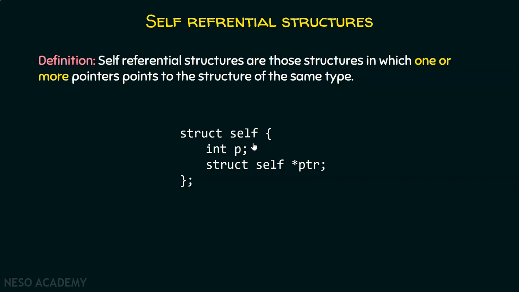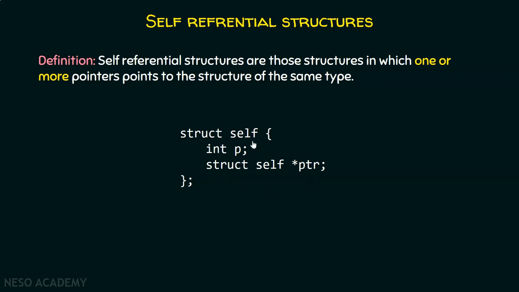You can see that is why it is called a self-referential structure, because here we have one or more pointers pointing to the structure of the same type. So this pointer is pointing to a structure of the same type, that is struct self. That is why the structure is called a self-referential structure. Here we have a pointer which is pointing to the struct self itself.